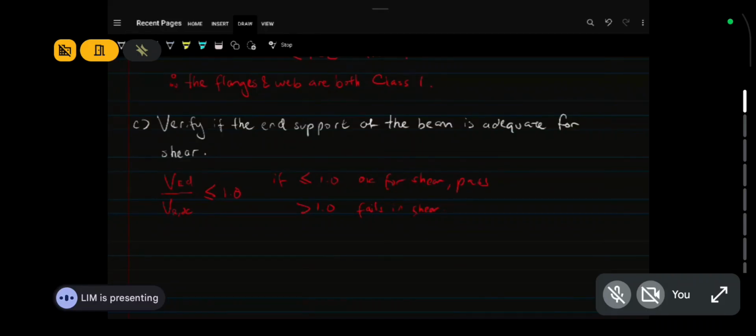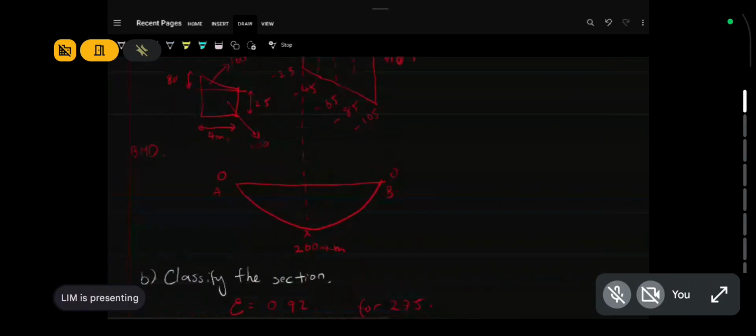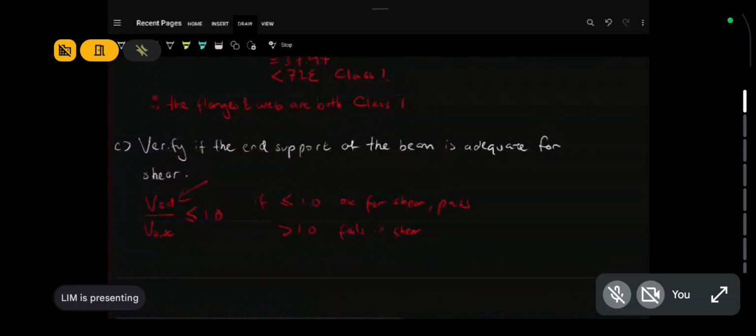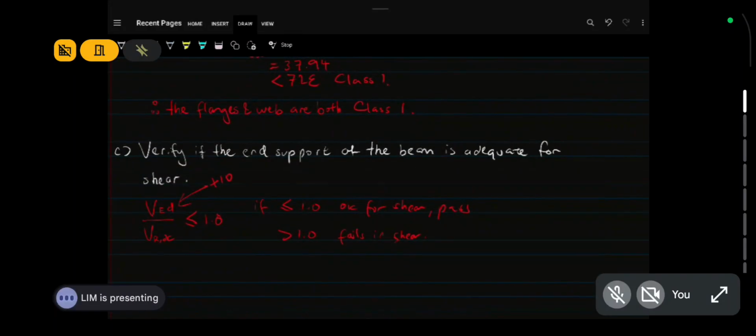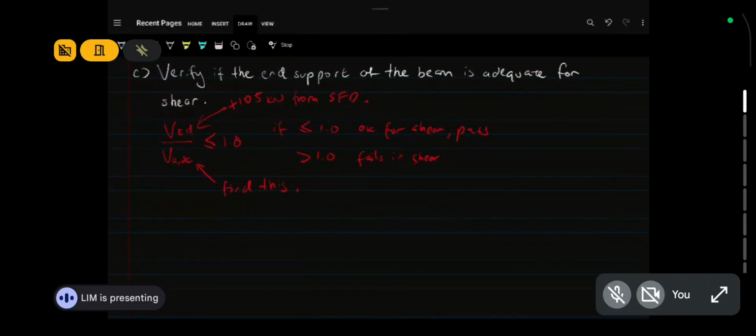Now, for the end support of the beam, VED is from your shear force diagram. It's 105, very simple. It's the 105 kilonewton from the SFD. The only thing you need to calculate is VRDC. This is the only thing you have to calculate, VRDC.